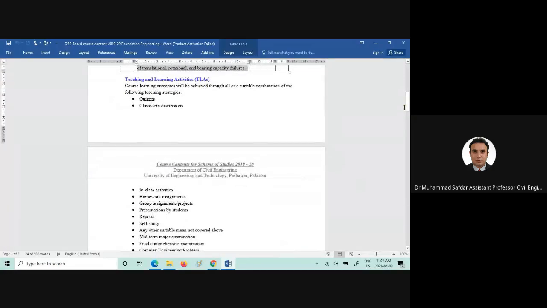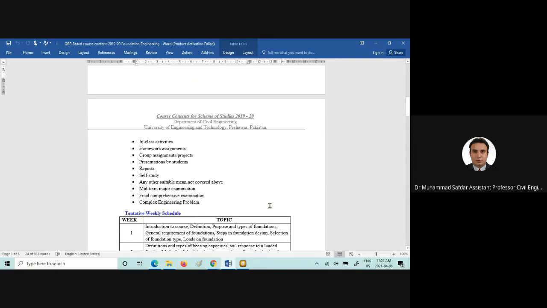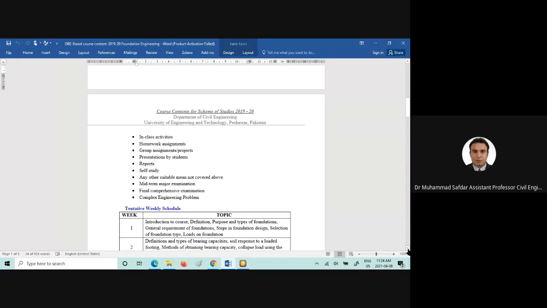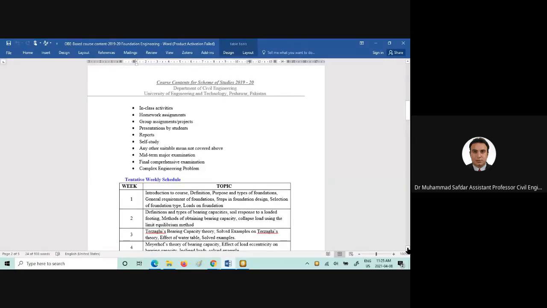Activities will be quizzes, classroom discussions, in-class activities, solving different numericals, examples, and problems. Homework assignments will be given, group assignments or projects may be given, presentation by students. It's kind of an intensive course, so we will see if we can give presentations in this course. I think it's good for Geotech 1 and Geotech 2, but here we may or may not go for the presentation in this course. Reports, maybe it's not possible here. Self-study, yes, it's highly recommended. Any other suitable means, midterm, major examination will be conducted, and final term examination.